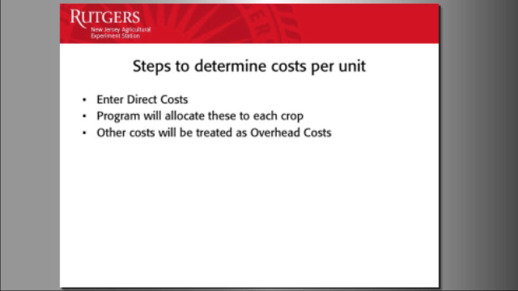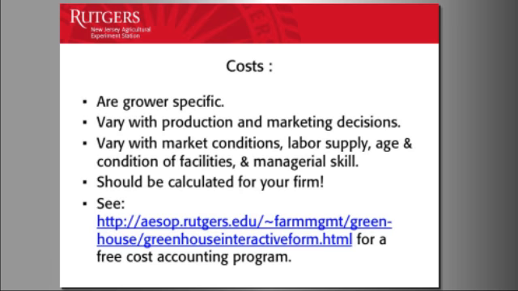Well, on the cost accounting program, you first enter the direct cost, and you allocate these to each crop, and then everything else is treated as overhead cost. And again, costs are grower specific. They vary with production and marketing decisions, market conditions, your labor supply, age and condition of the facilities, and your managerial skill. And they need to be calculated for your firm.